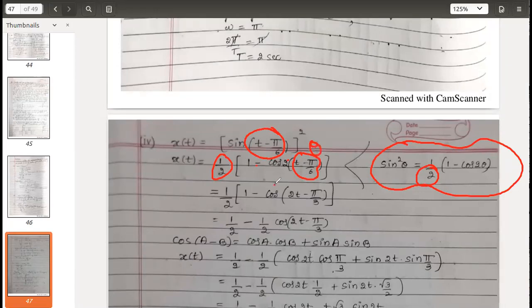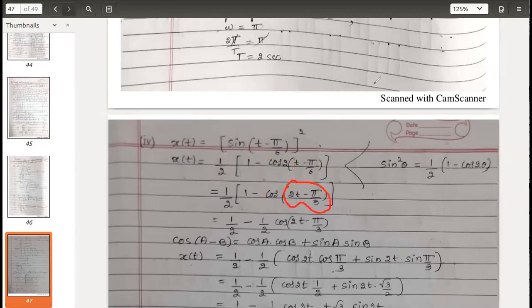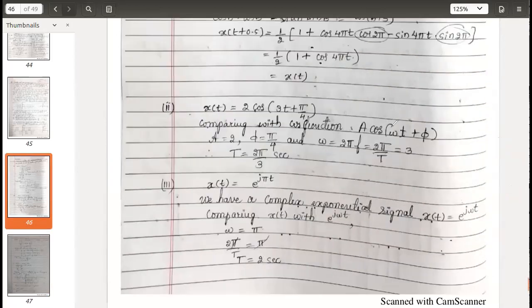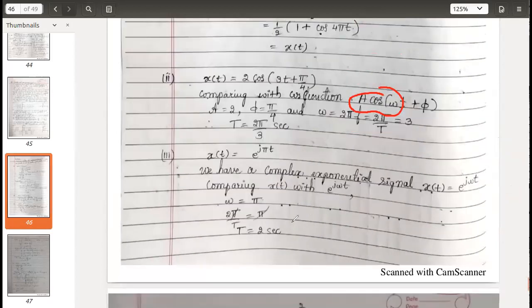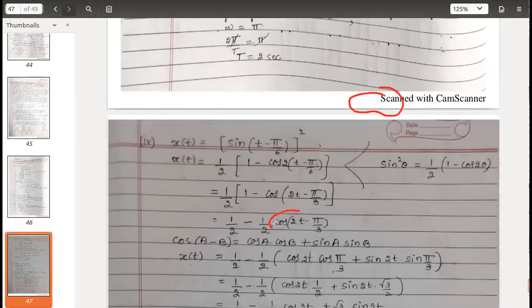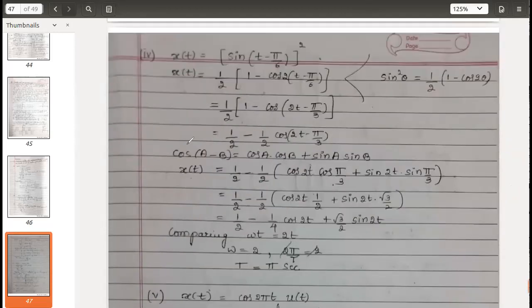Expand this bracket: cos of 2t minus pi by 3, right? 2 ones are 2, 3 ones are pi by 3. So you have got the cos a minus b formula here. In the earlier problem, which formula did we use? Cos a plus b. Here we have to go for cos a minus b. So again, the formulas you should remember: cos square theta, sin square theta, then cos a plus b, cos a minus b, sin a plus b, sin a minus b. These 6 formulae you should remember.